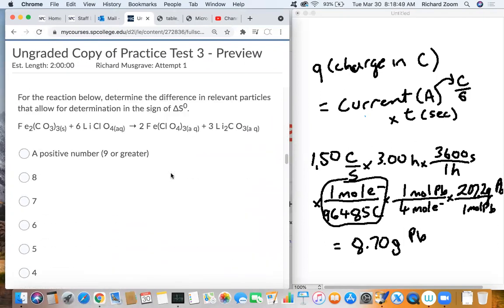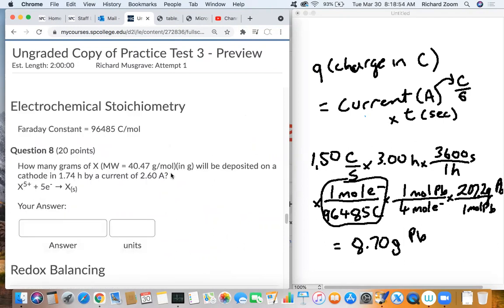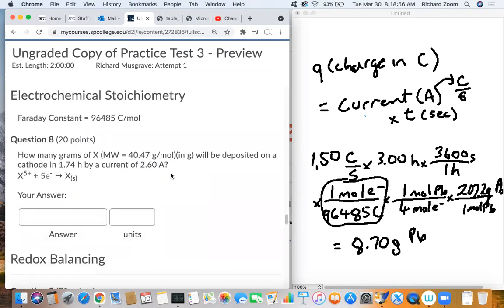Okay, let's see. Gibbs free energy, nature delta G, non-standard cells, electrochemical stoichiometry. Here we go. So as you can see, I've got the Faraday constant here in the question, 96485 coulombs per mole. So you don't have to remember that. And then I give you this thing here where we've got how many grams of X, and I'll give you the molecular weight of X, it will be deposited on a cathode in 1.74 hours by a current of 2.60 amps. I'll go ahead and I'll at least do the work on it.